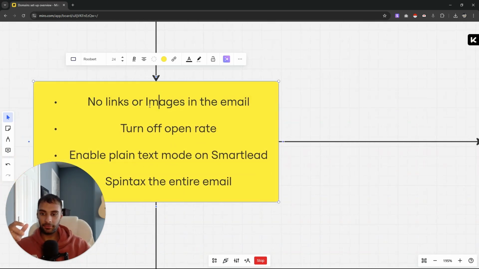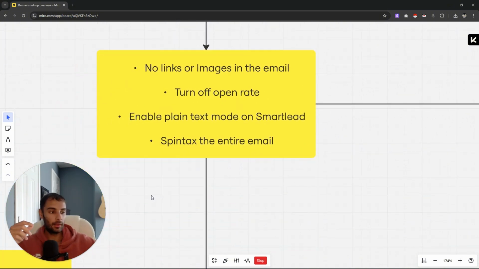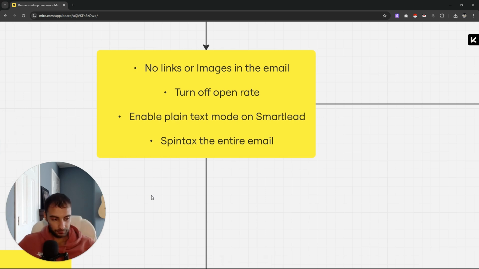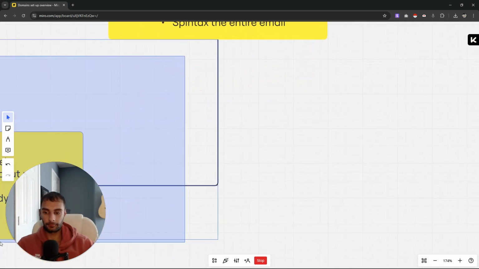And after you've done that, you're also going to want to spin tax the entire email. I've spoken about spin tax before, but if you spin tax the entire email, you will send out a different variation of the same email to the prospects and kind of, I guess, quote unquote, trick Google or Microsoft into thinking that you are really not sending out mass automated emails. So spin tax the entire email, including the body itself, right?